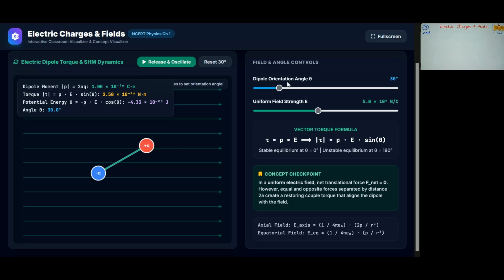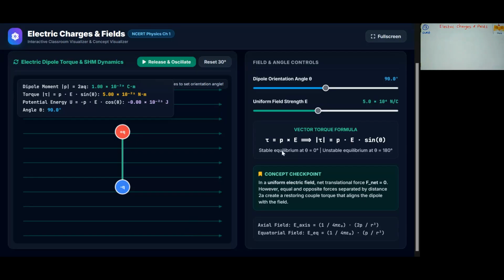So at orientation theta equal to 0 degrees, that is parallel alignment, sin 0 is 0, so tau is equal to 0. Okay, the dipole is in stable equilibrium. At theta equal to 90 degrees, perpendicular, sin 90 is 1, tau is maximum, tau equals PE. Torque reaches its absolute maximum.